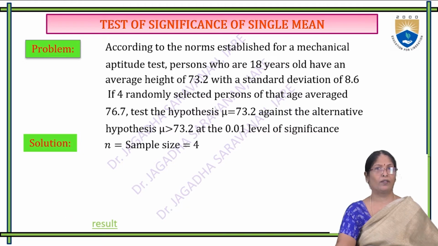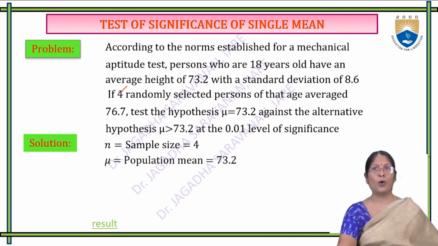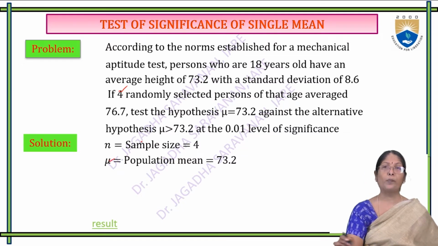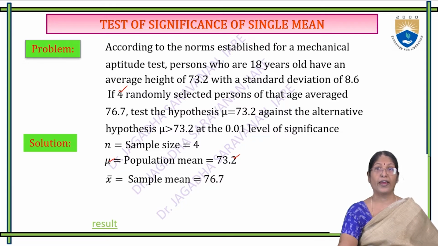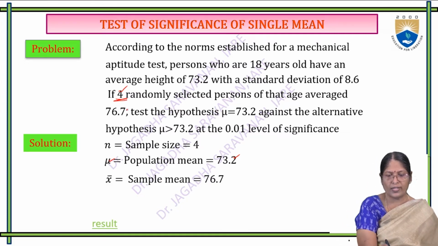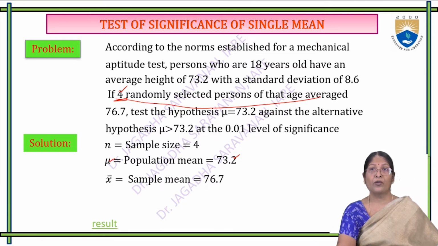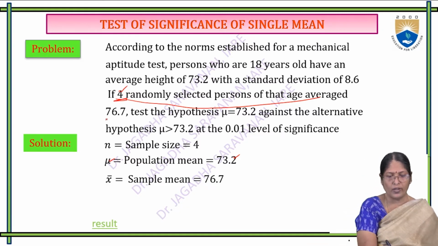Now we will see how to solve the problem. Here the presentation is very, very important while answering. n equal to sample size is 4. Mu equal to population mean, this is the symbol for the population mean, that is 73.2. Next one is x bar, sample mean, equal to 76.7. Why sample mean here? The 4 selected samples, their average is 76.7.